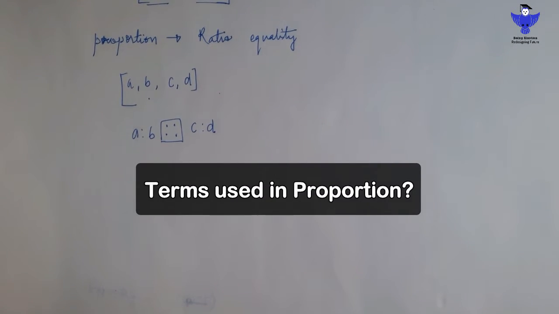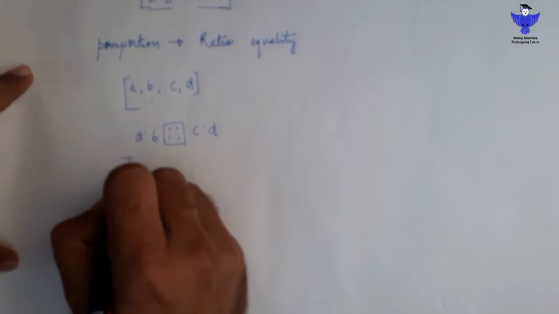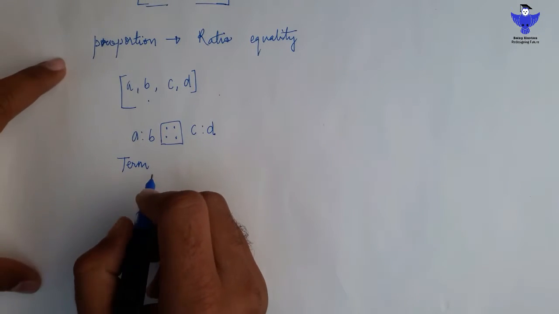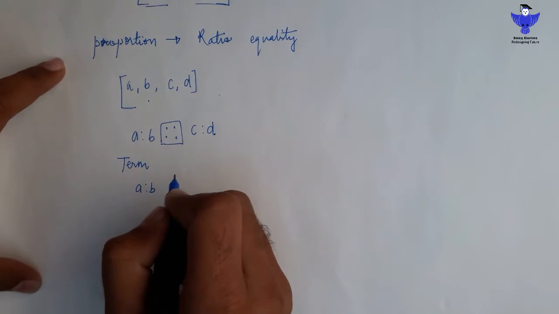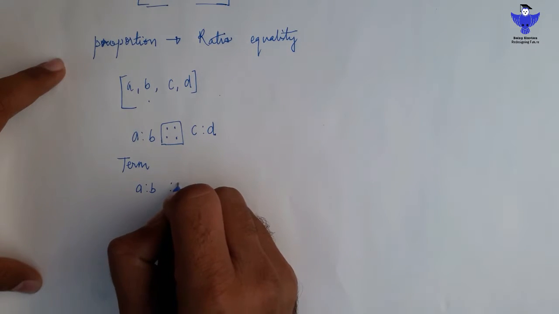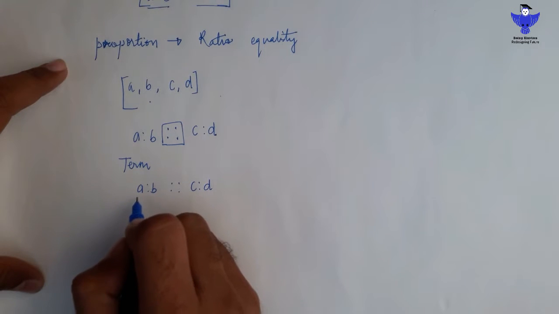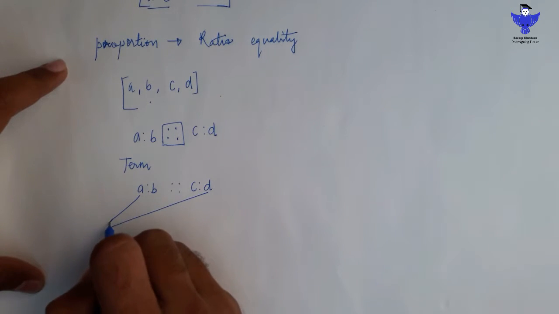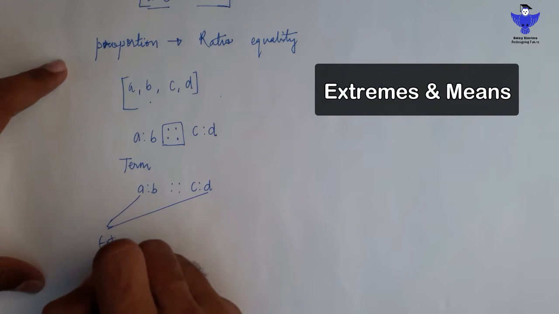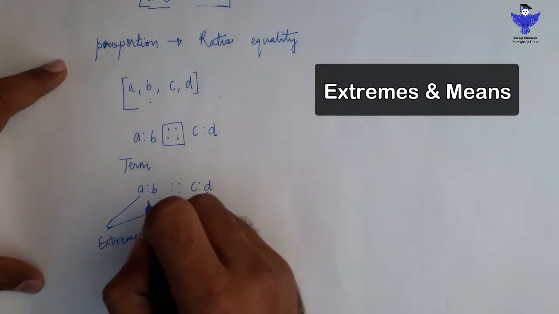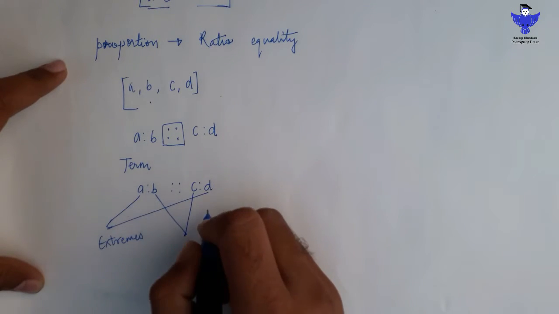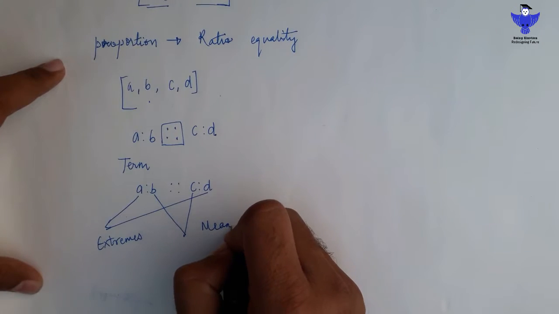Now let's see the terms used in proportions. If A is to B, this is the first ratio, which is proportional to C is to D, then A and D are called the extremes and B and C are called the means.